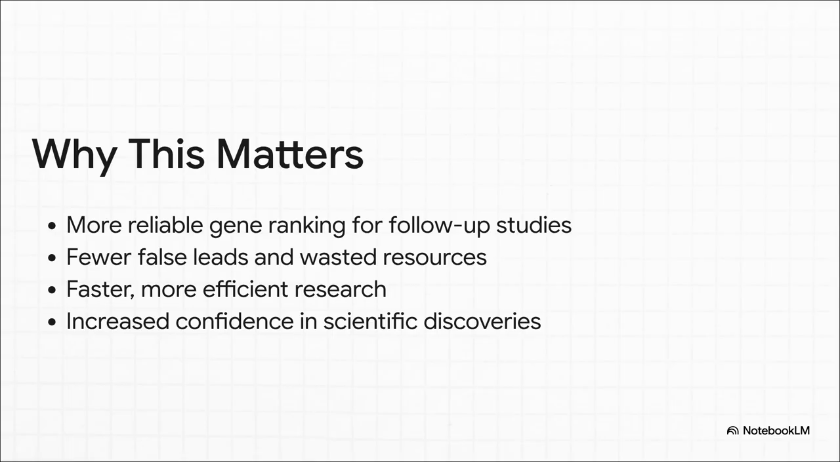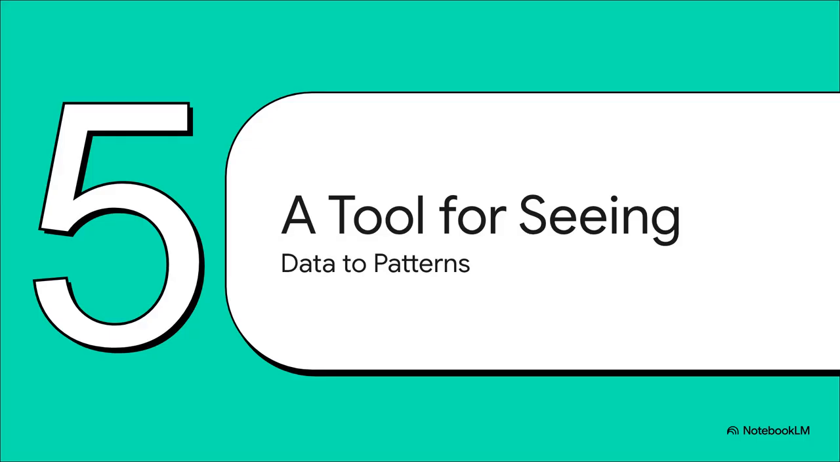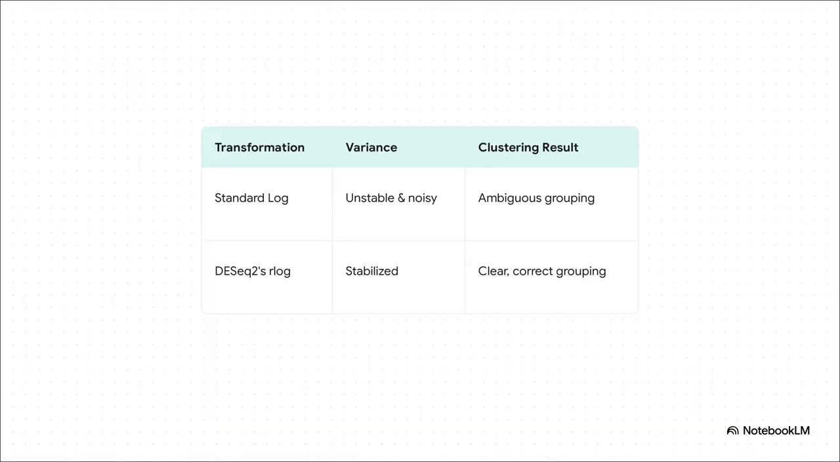Well, it means researchers can finally be confident that they're chasing real biological leads, not just statistical ghosts. It means less wasted time, less wasted money, and ultimately, it just speeds up the whole process of discovery. And it doesn't stop there. This method isn't just for cleaning up lists of genes. It's also an amazing tool for seeing the big picture, for finding those hidden patterns in all that messy data. You see, if you just look at the raw data, all that noise can really throw off the algorithms that are supposed to find patterns.